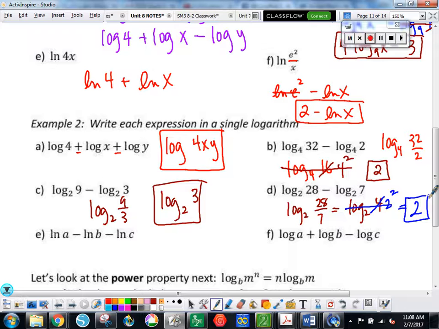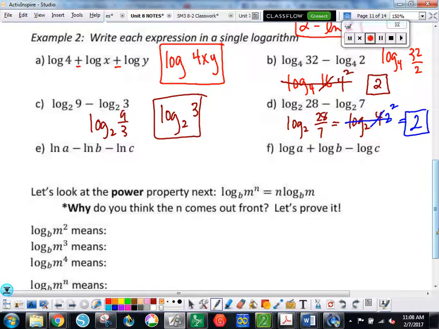Okay, what about this next one? That's tricky. Part E, the natural log of A minus the natural log of B minus the natural log of C. Let's look at just these first two. So the natural log of A over B. Is that okay? Minus the natural log of C.